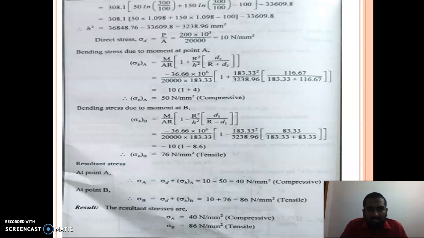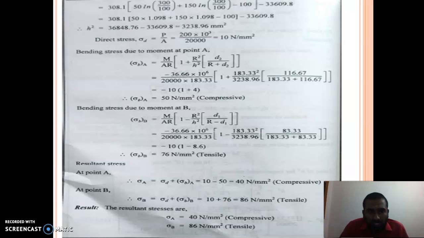In a curved beam there will be two types of stresses acting: one is direct stress and another is bending stress. So direct stress is P by A. P we know is 200 kN, and area is 20,000 mm square. Upon calculating, we are getting direct stress as 10 Newton per mm square. This direct stress will usually be tensile in nature. Then bending stress due to moment at point A. Since point A lies outside, the term D2 will be taken as positive.